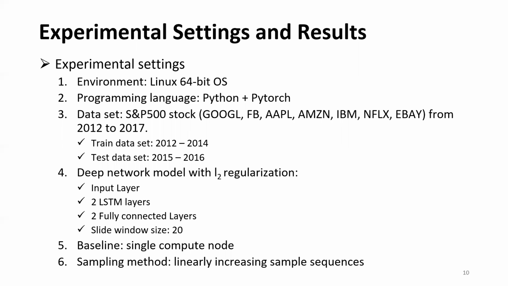I will briefly talk about the experimental setting here. Our experiments are conducted on a Linux 64-bit operating system. The main programming languages are Python plus PyTorch. The dataset here is S&P 500 stock data over a span of 5 years. And we compare with the baseline. Here is the LSTM model run on a single computer in terms of the prediction accuracy and the training duration.